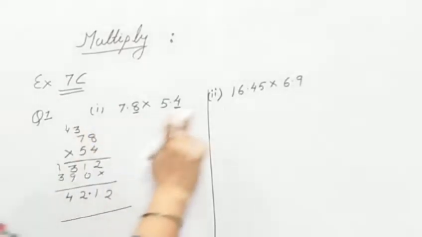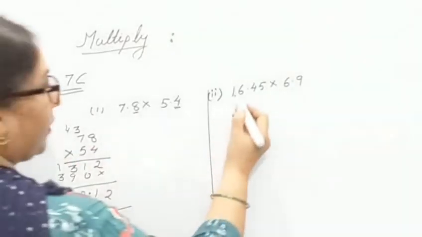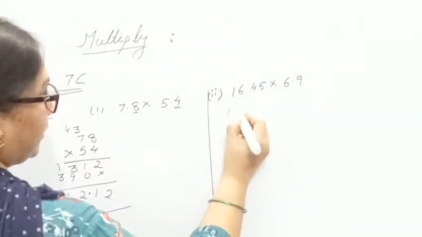Let's move on to the next example. Second question of exercise 7C first one. Arrange them in multiplication form.